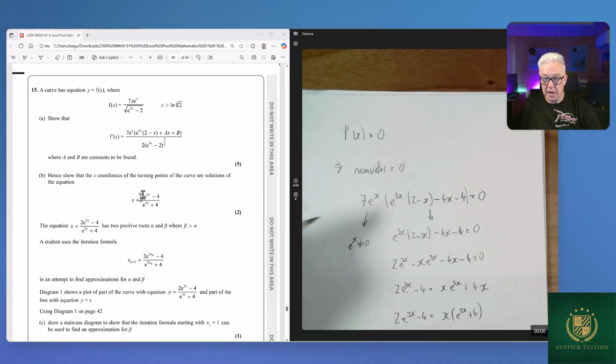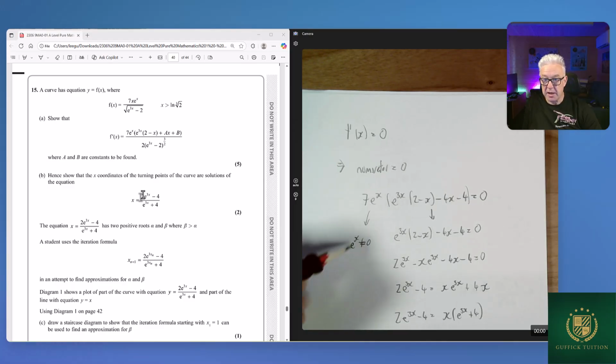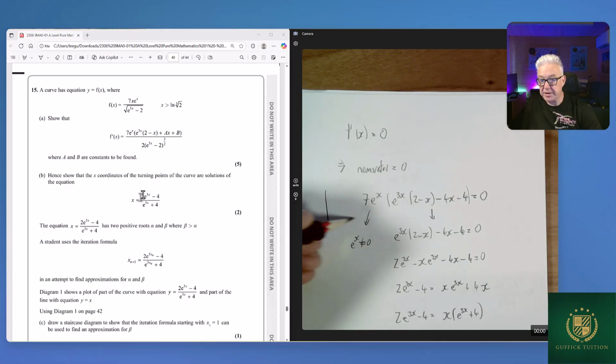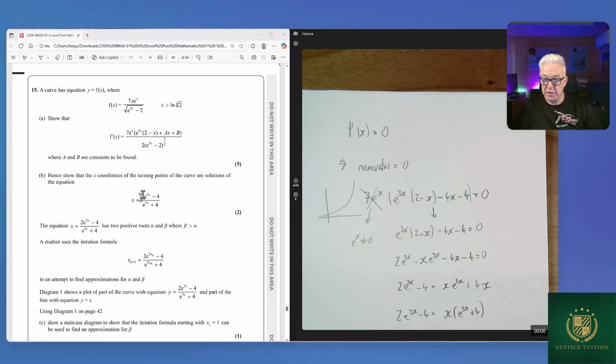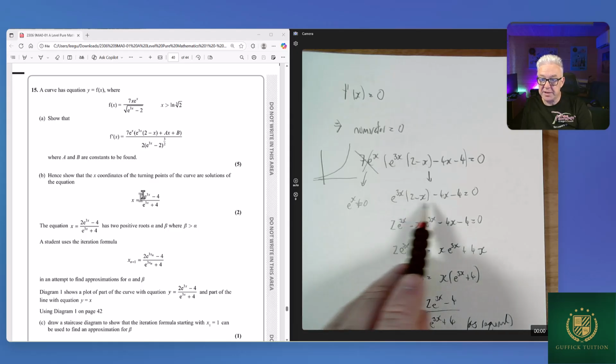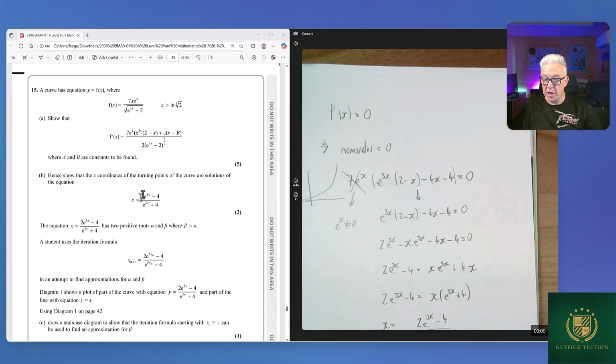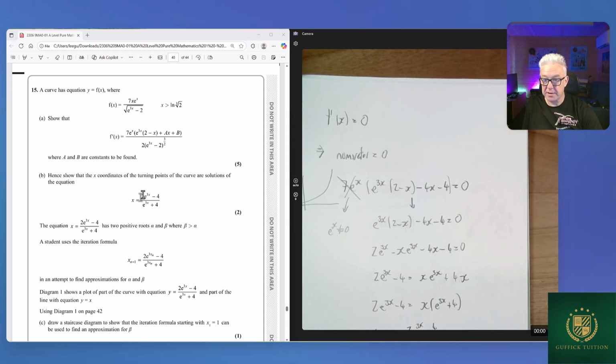With our numerator, the 7e to the x, well, e to the x never equals 0. That's the first thing. So e to the x looks like this. It has an asymptote at 0, so it never equals 0. So we don't need to worry about any solution coming from there. So the only solutions are going to come from this bit. So we now need to rearrange this in order to make x the subject.